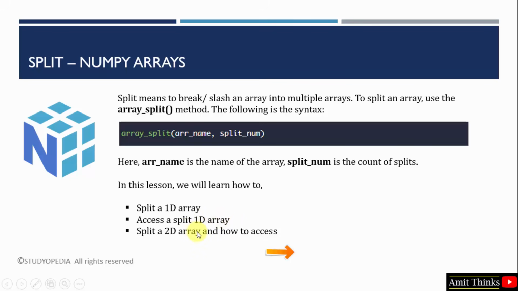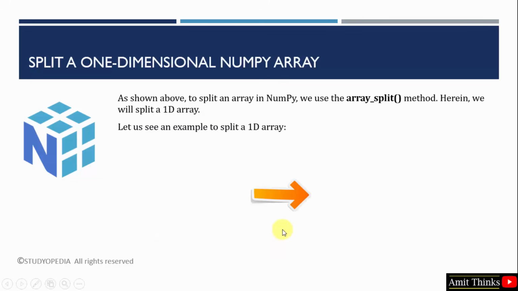The third example will cover the complete 2D array. That means how to split a 2D array and how to access each and every part of the 2D array after we break or slash it, that is split. So let's see the examples. So in the first example, we will split a one-dimensional array using the array underscore split method. We will split the array into 2 parts. So let's see.